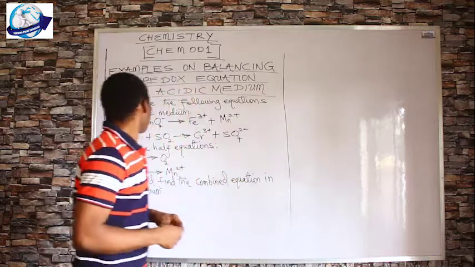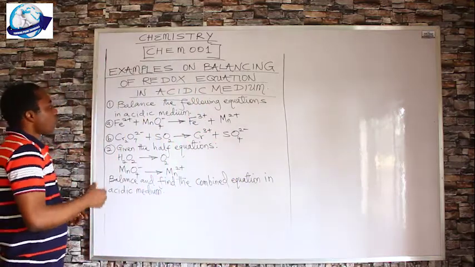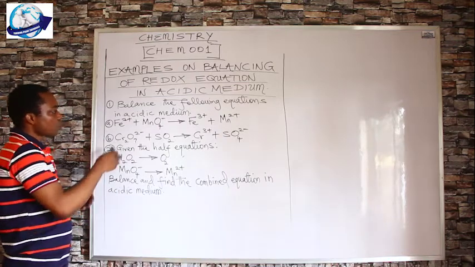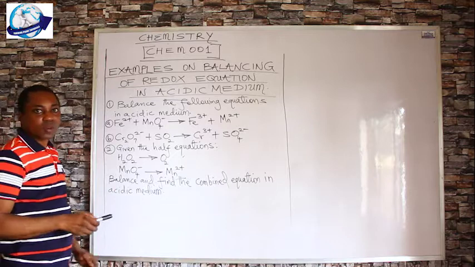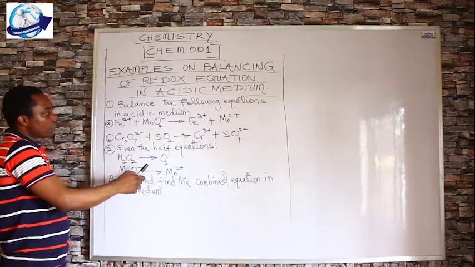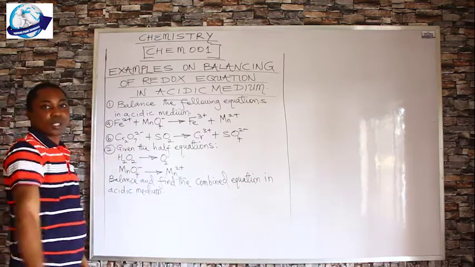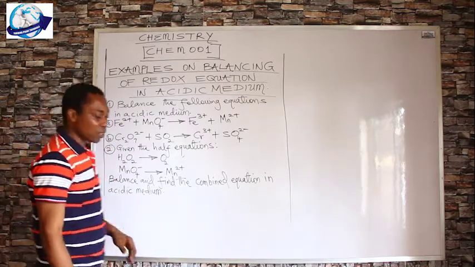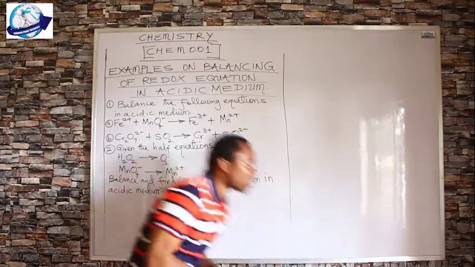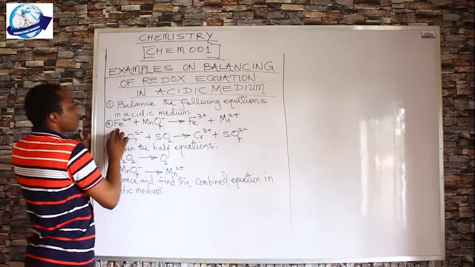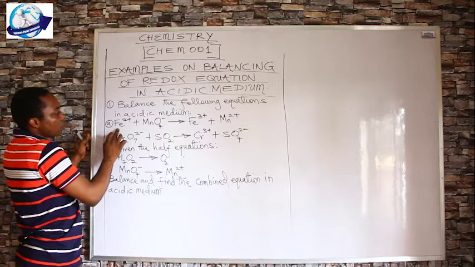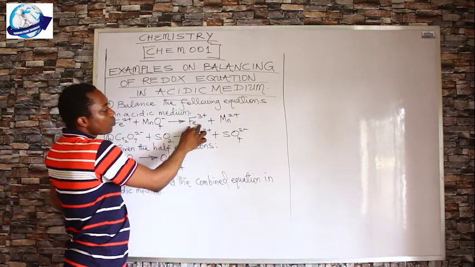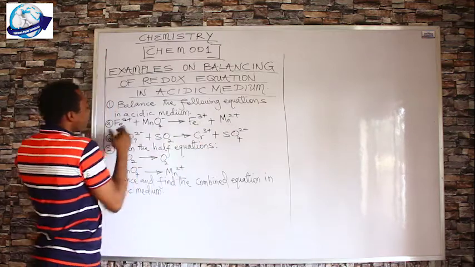The questions before us are: 1. Balance the following equations in acidic medium. The first one here is a redox. All of them here, you see, are redox equations that are not yet balanced. To do the balancing, we have iron 2 plus ion and manganese ion, then we talk about the product side. Pick the first one now.